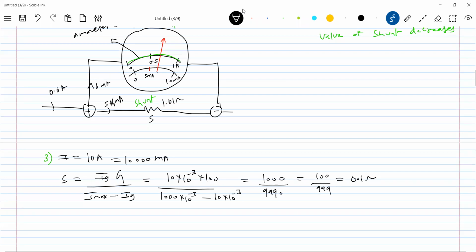So what is the problem we are going to encounter? Instead of 1.01, let's come here. Instead of 1.11 ohm, what will happen to the range? The range is going to change. So look at this one. Exactly how much did I need? I needed 0.1000 ohm. So if the value is this much, then only the range will be available for 0 to 10 amperes.